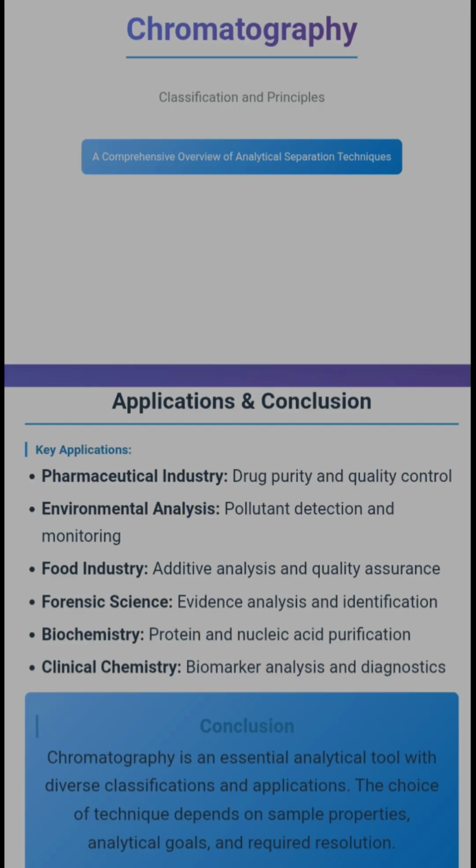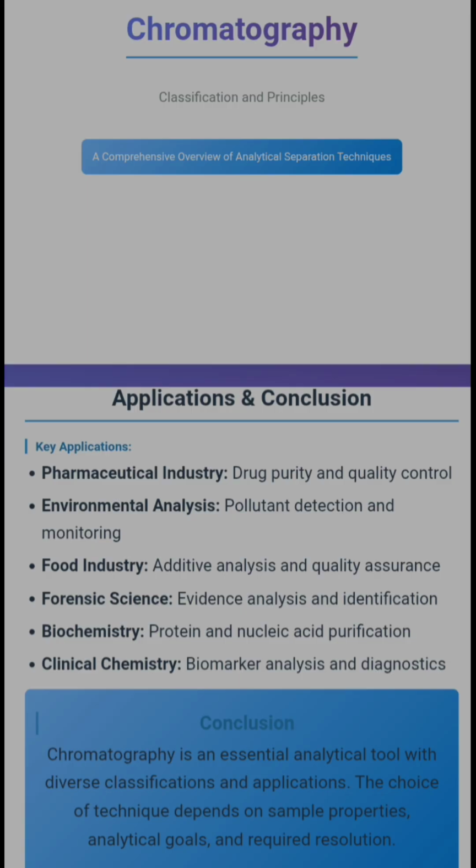First, the pharmaceutical industry, used for drug purity and quality control. Second is environmental analysis, pollutant detection and monitoring. Third is the food industry, additive analysis and quality assurance. Fourth, forensic science, evidence analysis and identification. Fifth, biochemistry, protein and nucleic acid purification. Sixth, clinical chemistry, biomarker analysis and diagnosis.